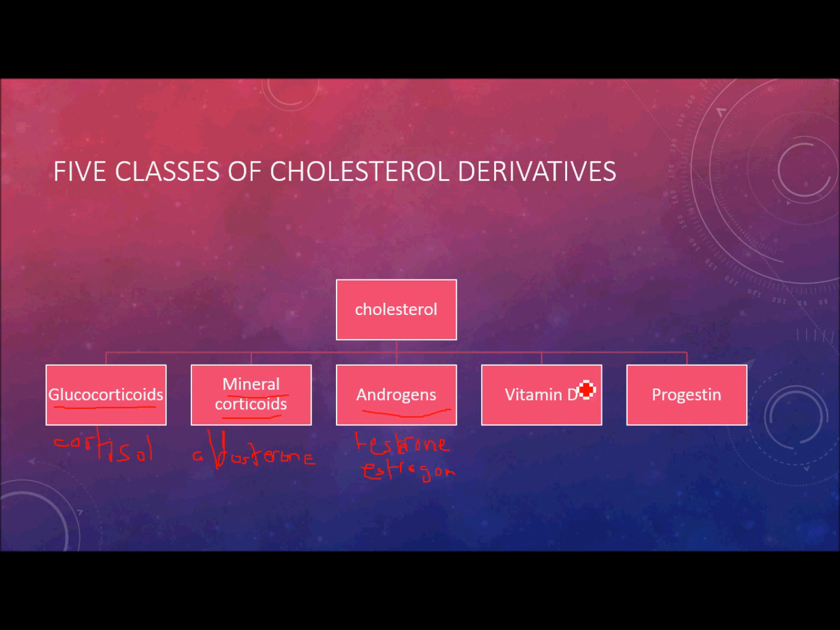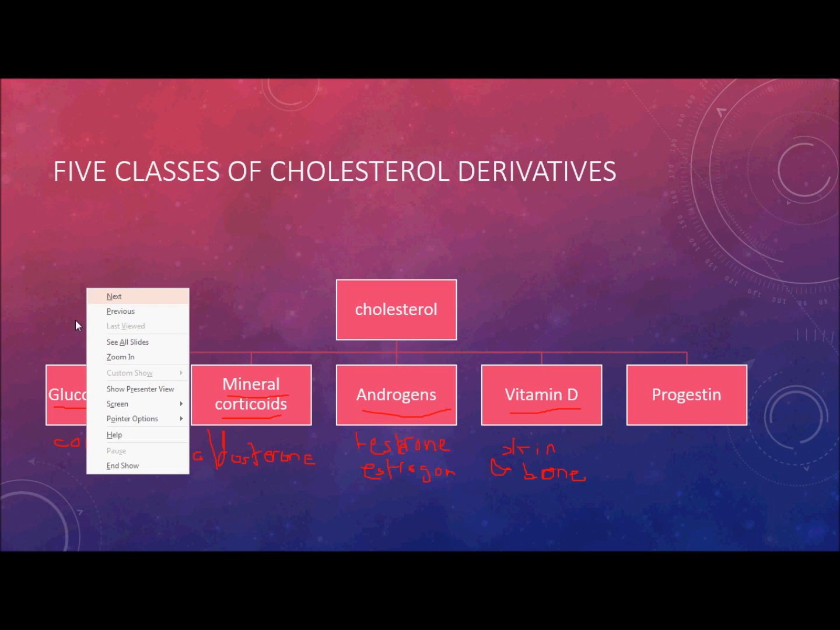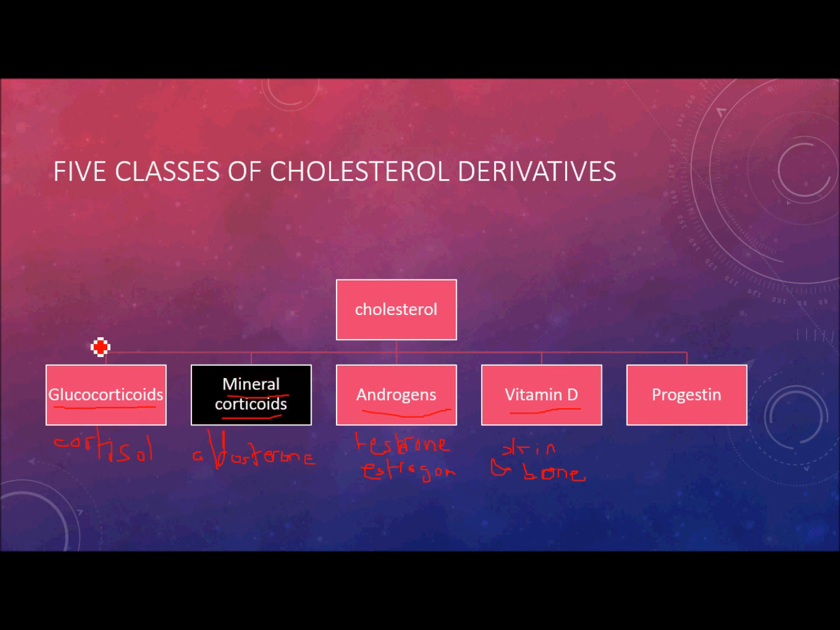We have then vitamin D, which is important for our skin and bones. And lastly, we have progestin. We're going to emphasize glucocorticoids and mineral corticoids only.